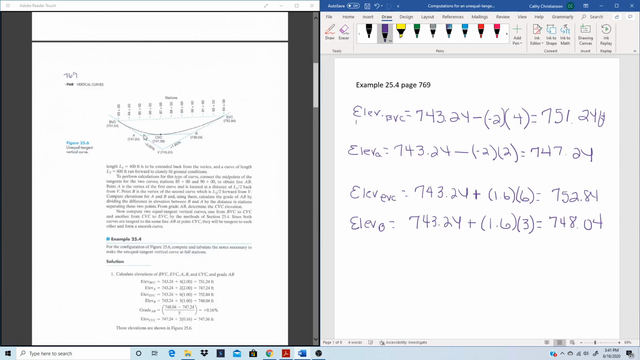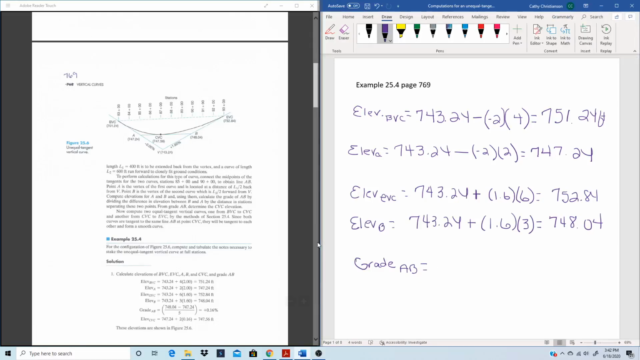So now we have the elevation of B, and we have the elevation at the end vertical curve. Now what I need to know is what the grade is from A to B. So I want to know what the grade is from the AB line. Because remember, that's going to be our G2 for the first curve and our G1 for the second curve. So elevation A is 747. Oh, they do B first, sorry.